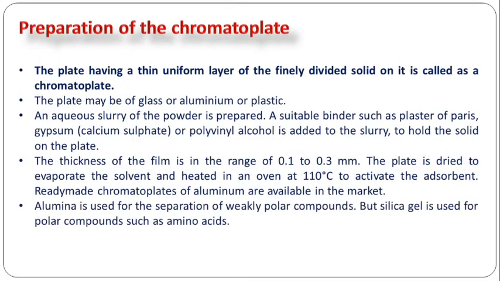The alumina is used for the separation of weakly polar compounds, but silica gel is used for the polar compounds such as amino acids. So alumina is a solid support on the glass plate or plastic plate that can be used for the weakly polar compounds, while silica gel can be used for the polar compounds such as amino acids. But generally, silica gel is used for the chromatographic technique.